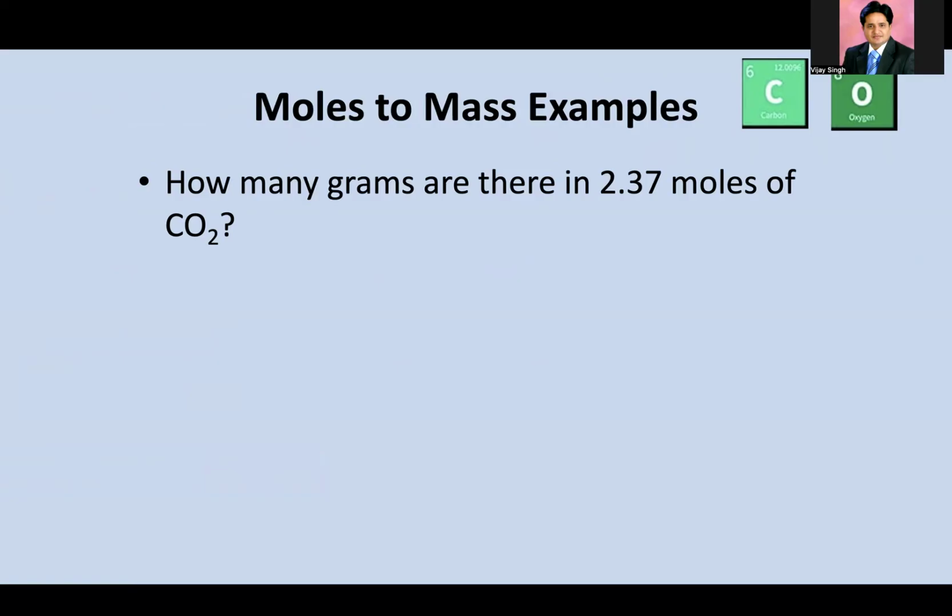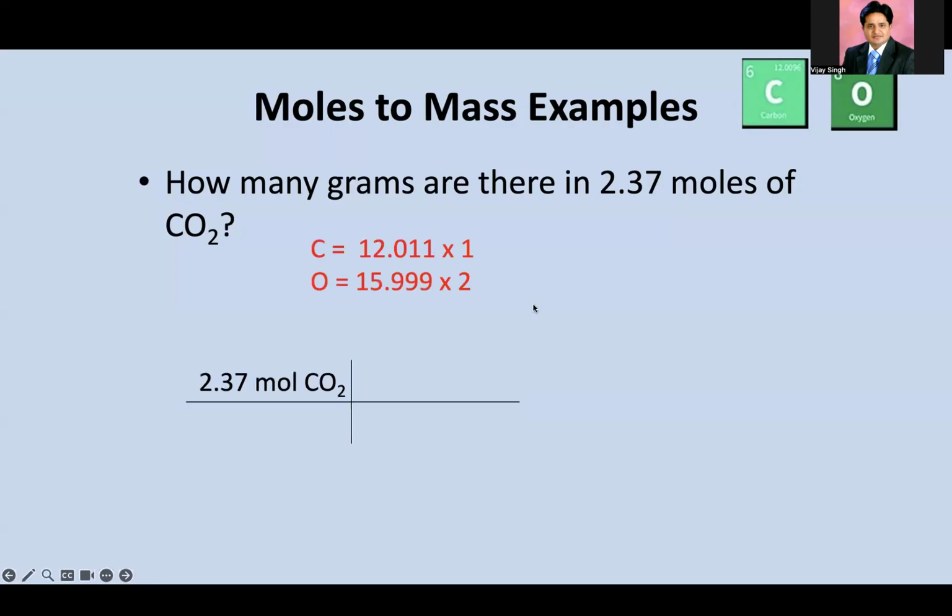Now, this is an interesting one because first you need to find the molar mass of carbon dioxide. From the periodic table, carbon is 12 and oxygen is 15.99, which is 16. So first we'll try to find the mass of carbon dioxide.